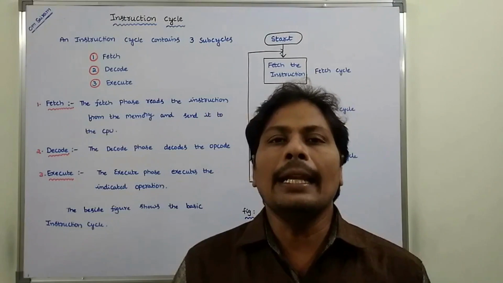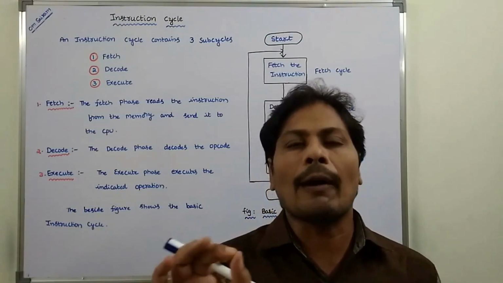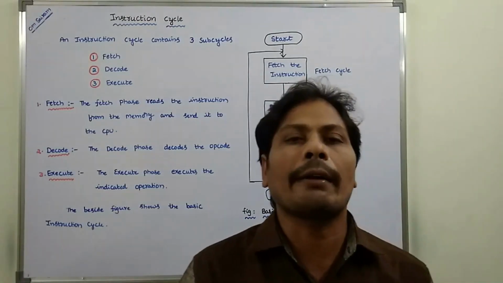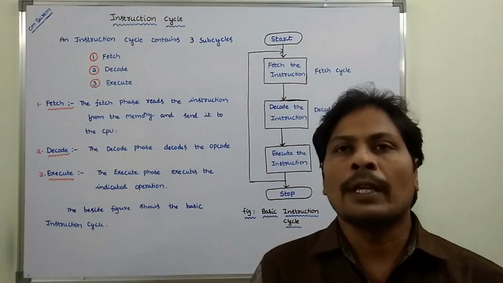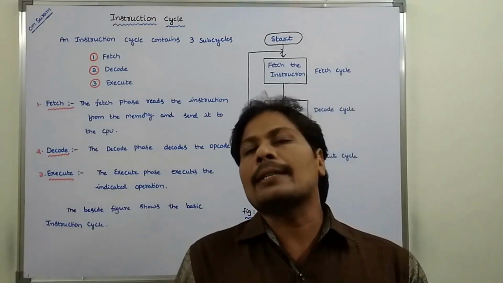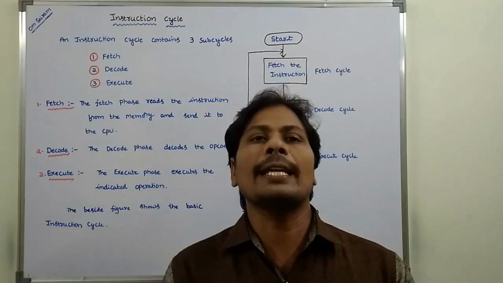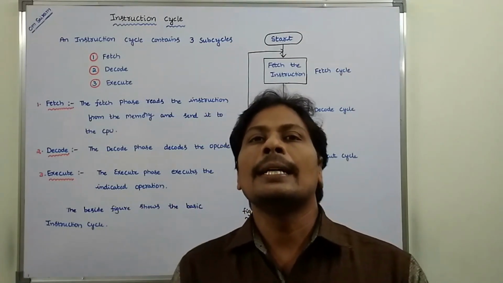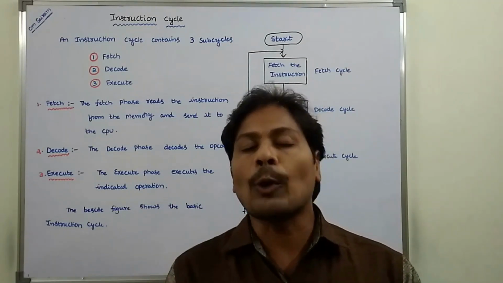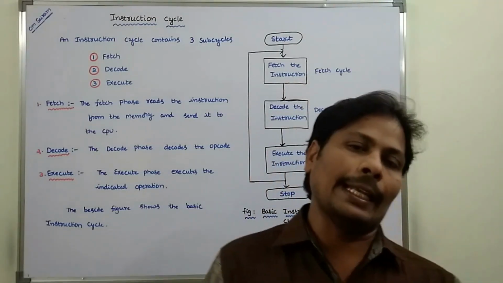Instruction cycle is one of the most important concepts in computer organization. An instruction cycle mainly contains three subcycles. First one is fetch cycle, second one is decode cycle, third one is execute cycle.